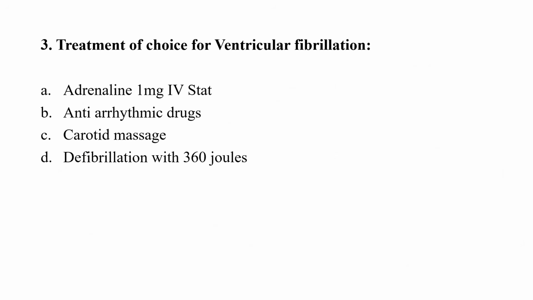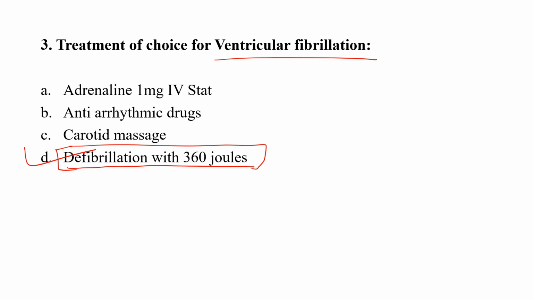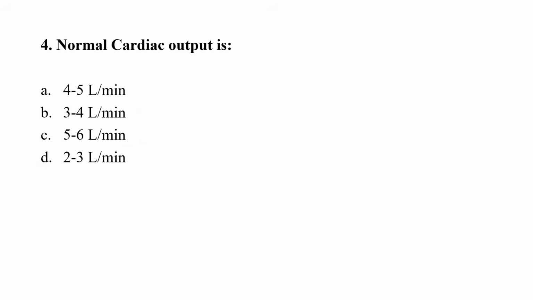Question number 3. Treatment of choice for ventricular fibrillation. Option A, adrenaline 1 mg IV stat. Option B, antiarrhythmic drugs. Option C, carotid massage. Option D, defibrillation with 360 joules. The correct option is option D, that is defibrillation with 360 joules is the treatment of choice for ventricular fibrillation.